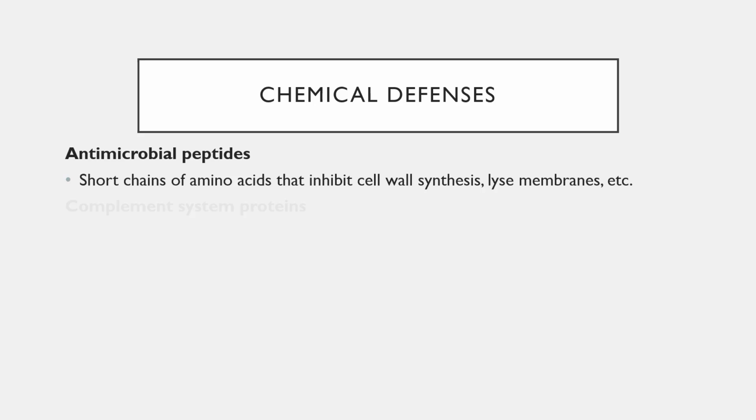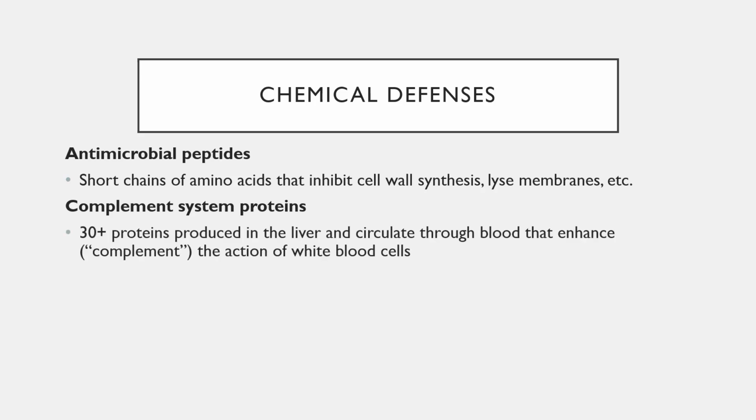The complement system proteins are a class of over 30 proteins that are produced in your liver and then circulate throughout the bloodstream. And they're named for the fact that they complement or enhance the action of your white blood cells, which is something we'll talk about in just a moment when we cover cellular defenses.